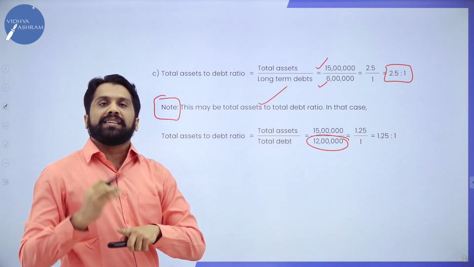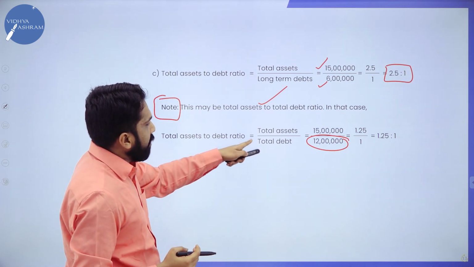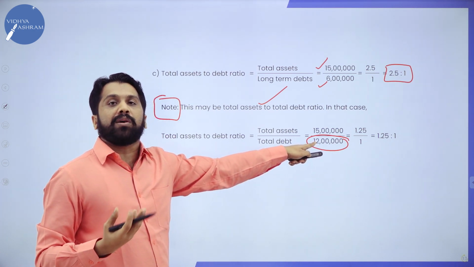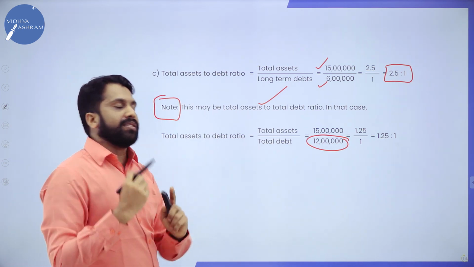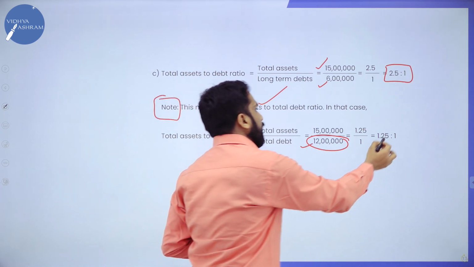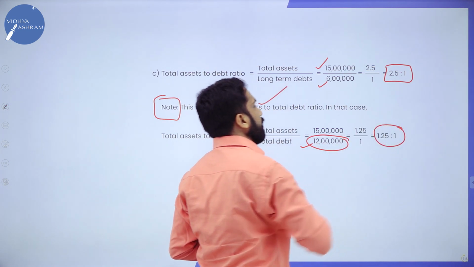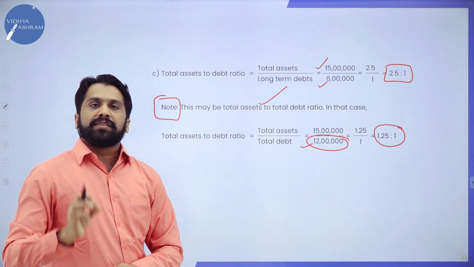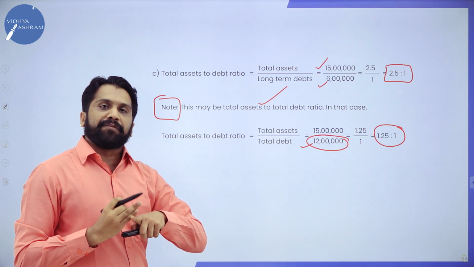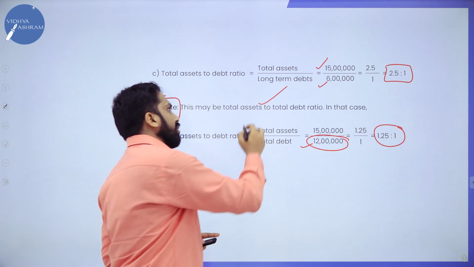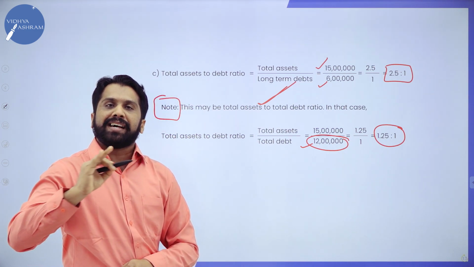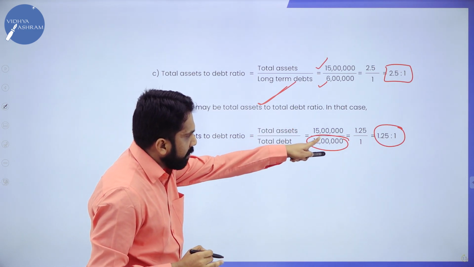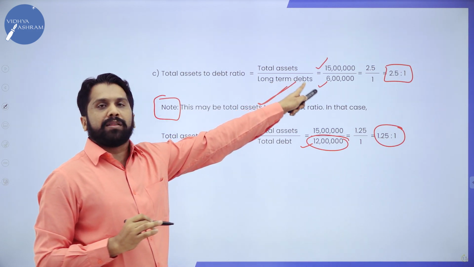Just for clarification purposes, I have done one more on long term as well as short term. If you take total, it will be 12 lakh and your answer is 1.25:1. So don't go for any confusions. For your examination only this much is sufficient. They will not ask you for overall. They will ask you only for long term.